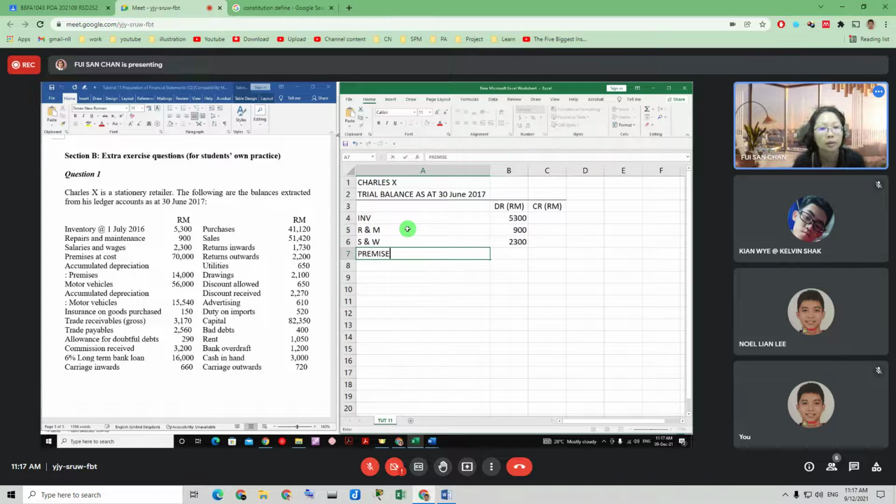How about this one? This one, debit or credit? Debit. Why do you say it's debit? It's still expense. Aren't we supposed to separate the salaries and wages? How to separate? Because you say this is one number. I'm confused how to put it in the SOFP or P&L.